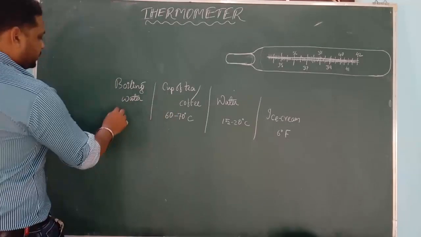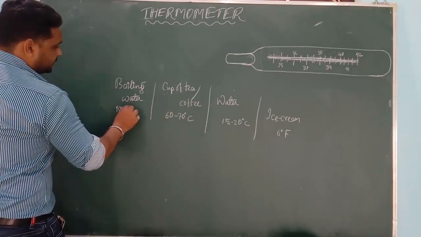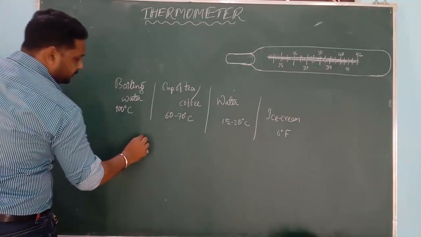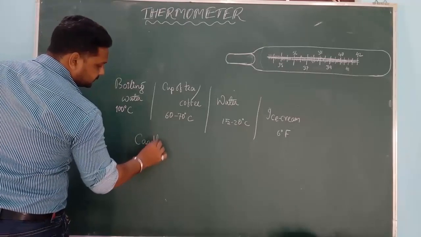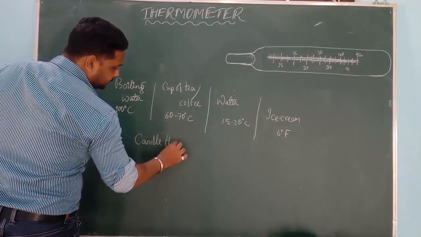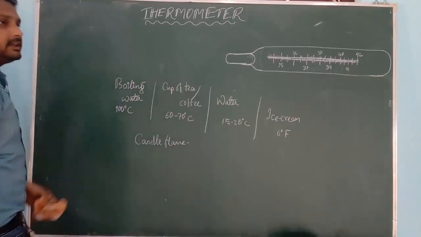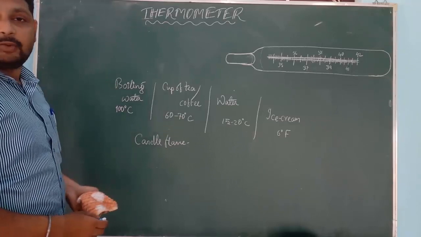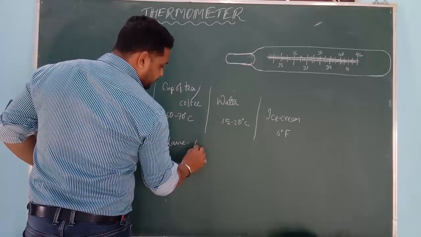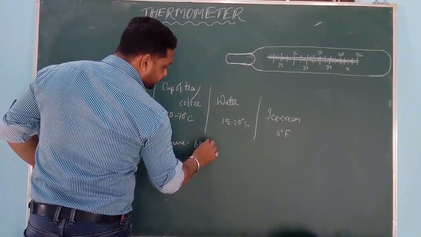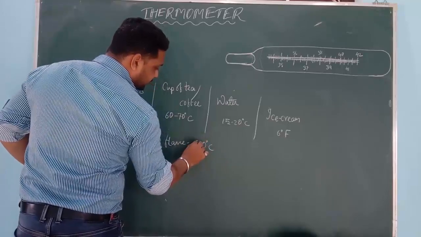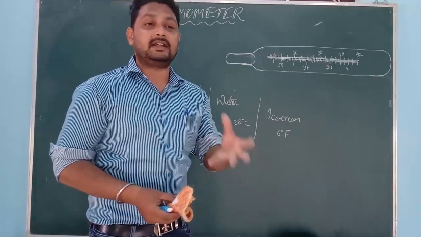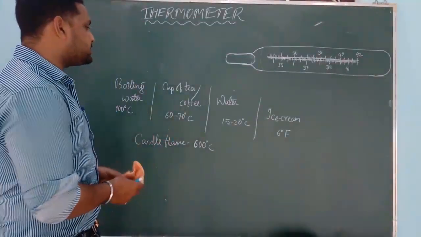Boiling water, we know, is 100 degrees Celsius. The flame of a candle is even hotter than boiling water, around 600 degrees Celsius. So we know that temperature is used to measure the degree of hotness of an object. But how do we measure temperature?